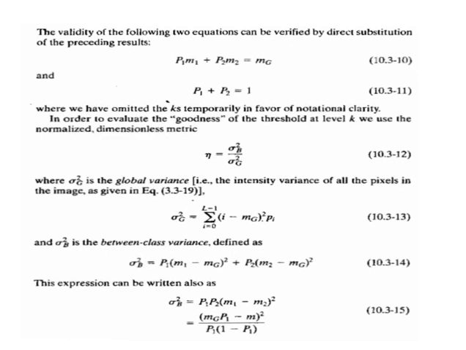Sigma g square is equal to summation of i equal to 0 to L minus 1 of (i minus mg) whole square into P of i, and sigma b square is the between-class variance, defined as sigma b square is equal to P1 (m1 minus mg) square plus P2 (m2 minus mg) square. This expression can also be written as sigma b square is equal to P1 P2 (m1 minus m2) square, which is equal to (mg P1 minus m) square upon P1 (1 minus P1).